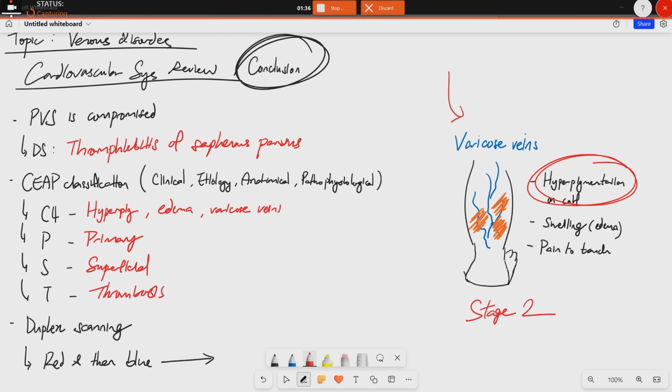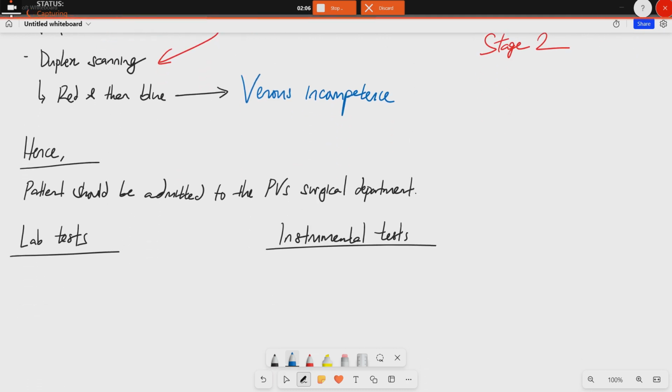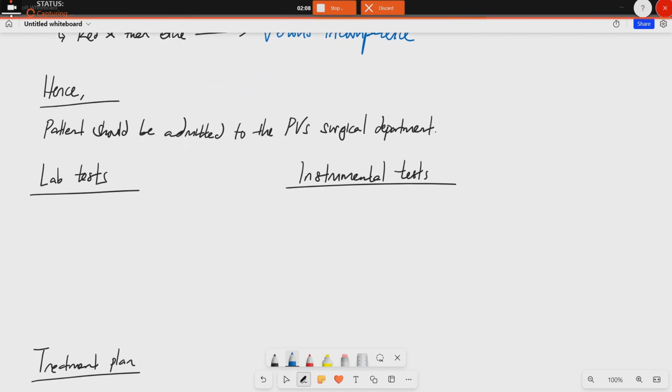Why it is thrombosis, we need to see by duplex scanning. In duplex scanning, we see red and then it turns blue. So this indicates that there is venous incompetence. And this shows that there is a thrombosis that compresses the veins. So the patient should be admitted to the peripheral vascular surgical department.